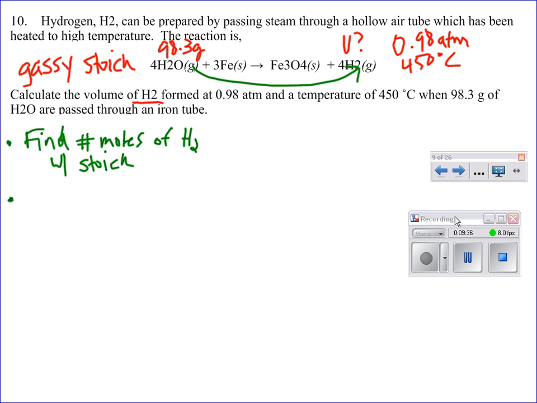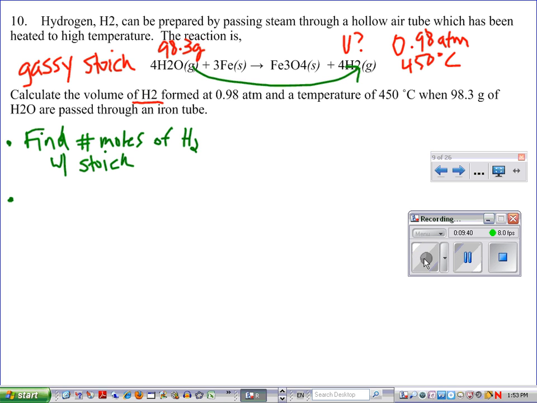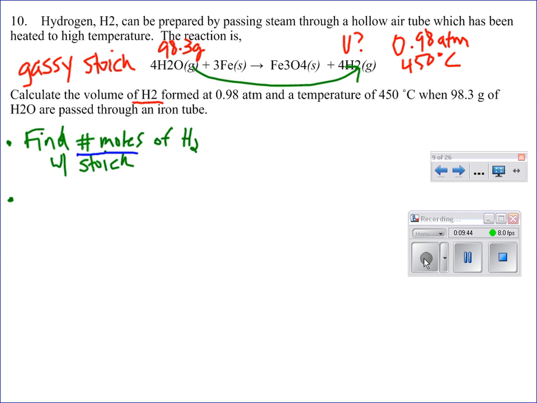Once we find the number of moles using stoichiometry, we're going to use an equation to then convert those moles to volume. What is that equation? Very nice. Okay, so PV equals nRT. We'll take those moles, plug them in along with all the conditions from the top, and solve for our volume.